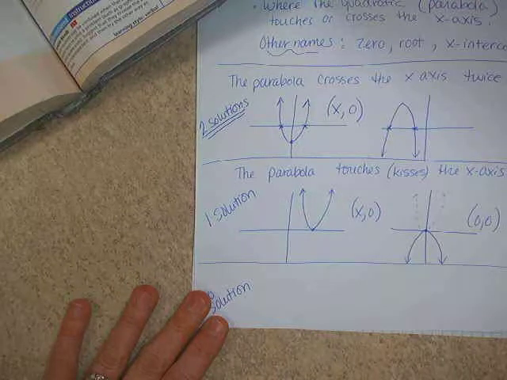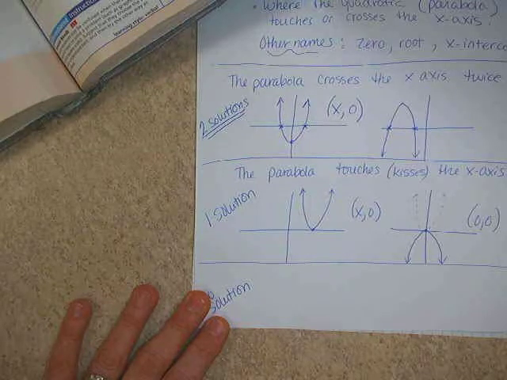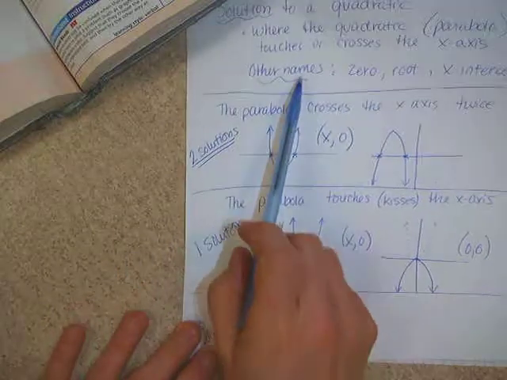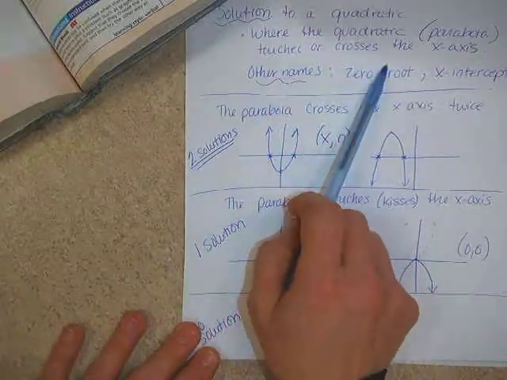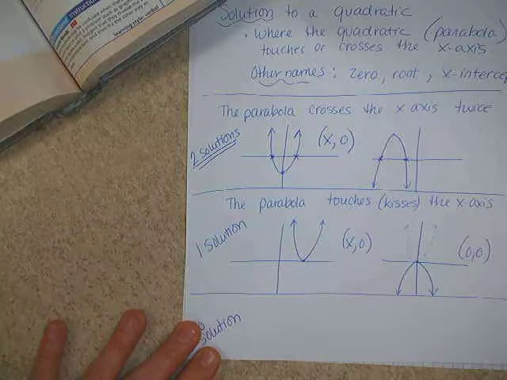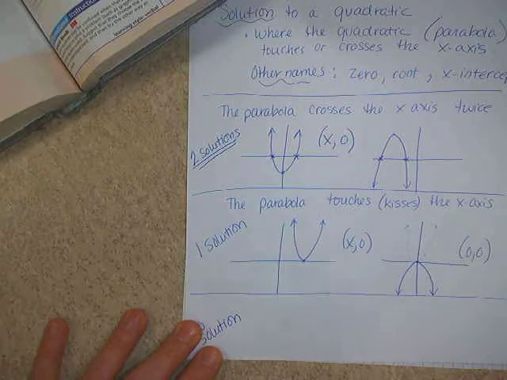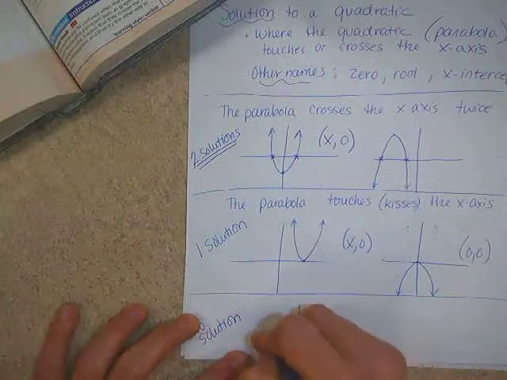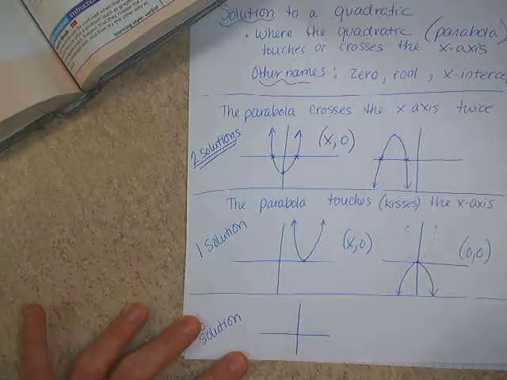And then we have actually a no solution option. So what do you suppose happens when there's no solution? Oh, there's always a graph to a quadratic. But remember, if the solution is where the quadratic or the parabola touches or crosses the x-axis, how can there be no solution? Any ideas?